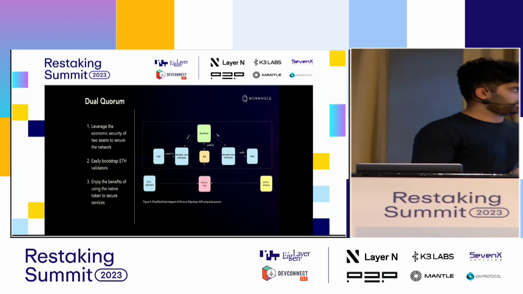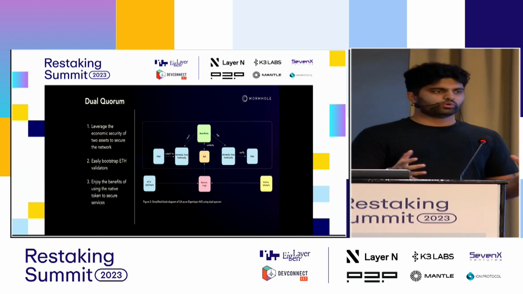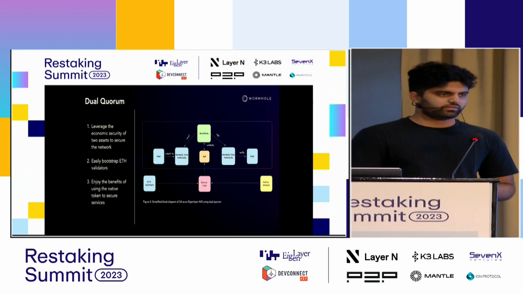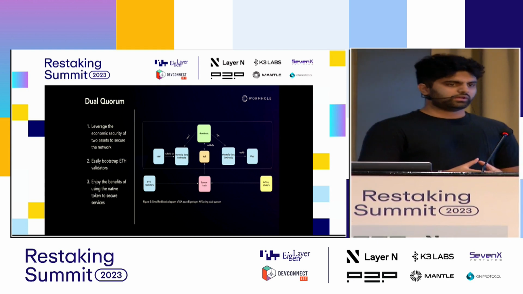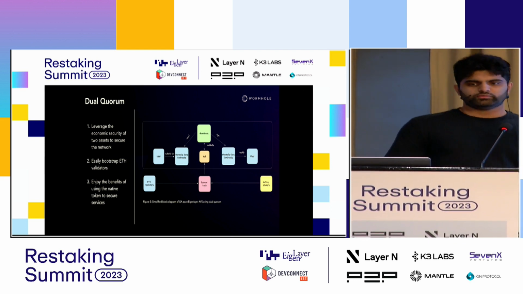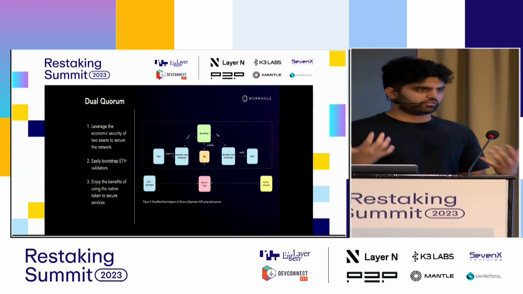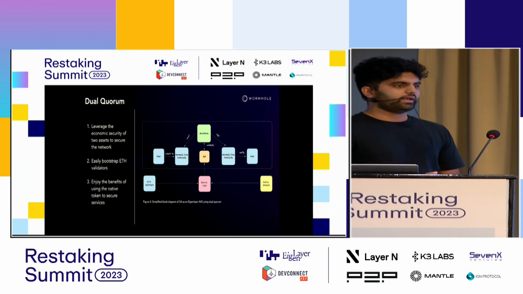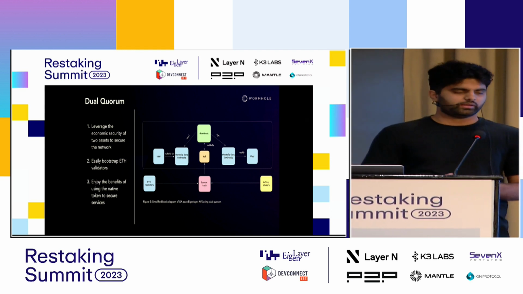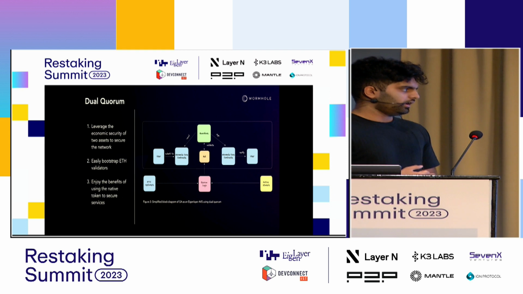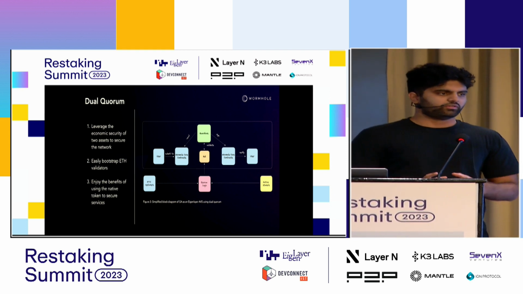Okay, so I would argue, I think, dual quorum is actually the best way to achieve this. And what I mean by this is that we have both ETH restakers and restakers of the native token participate in actually authenticating or validating messages that go through the global accountant. And there's three main advantages that I want to point out.